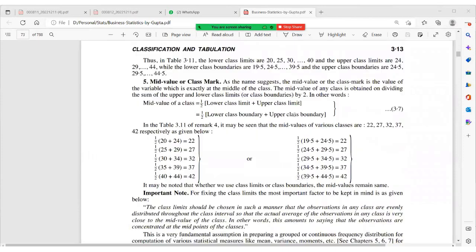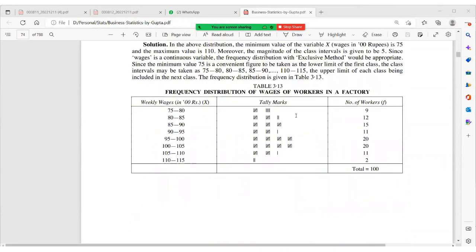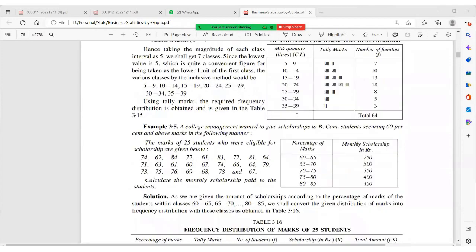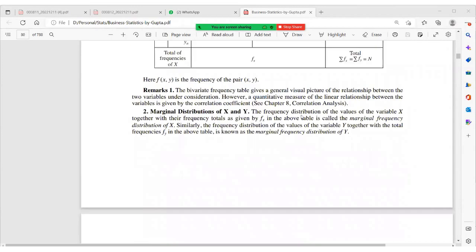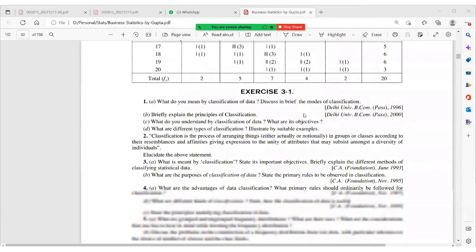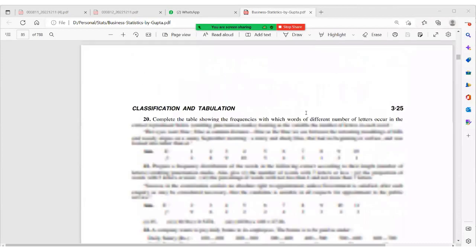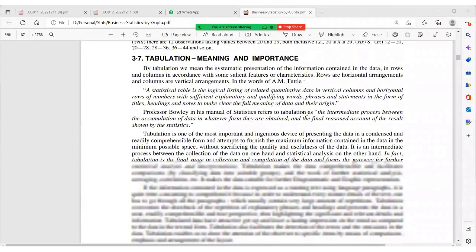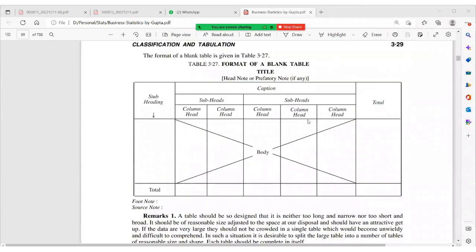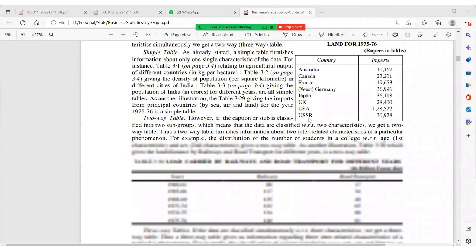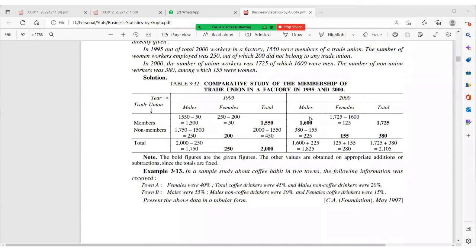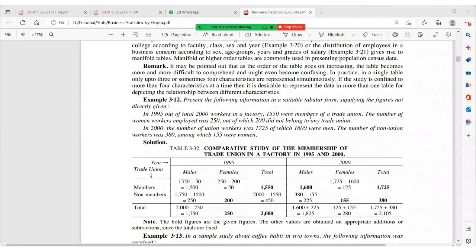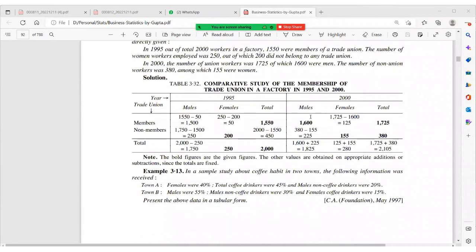In the last class we have done the tabulation, right? So I will give you some example of this tabulation. In the last class we have done this, right? Is that clear?